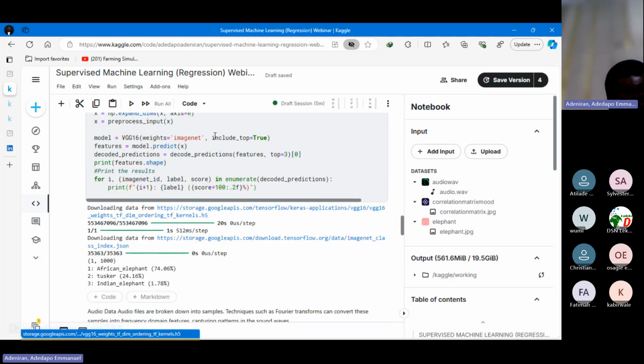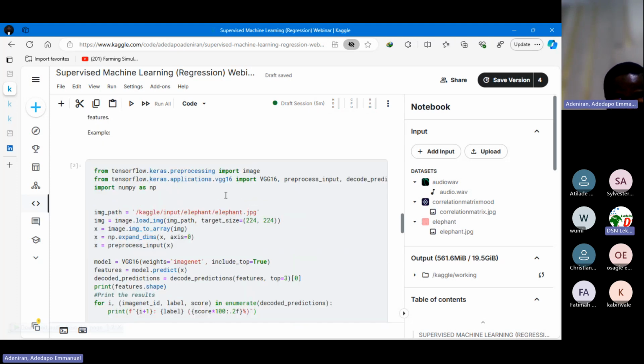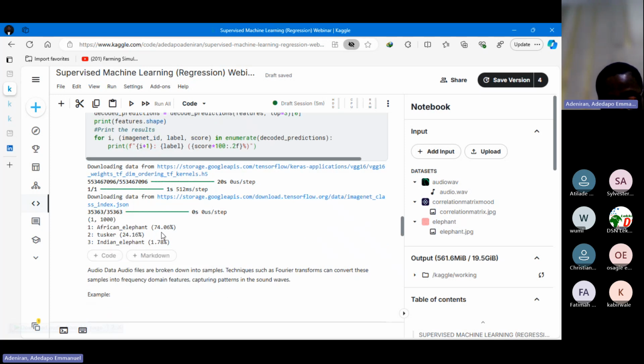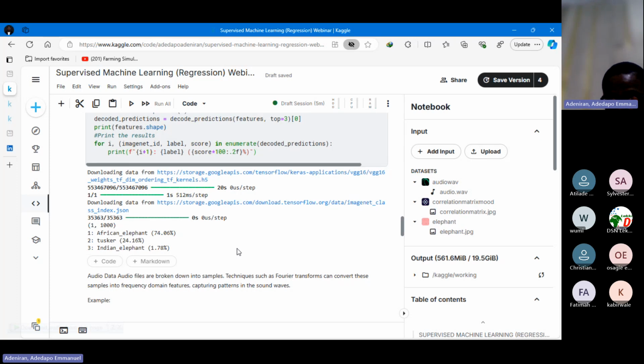So when I ran this entire code, it was able to predict that the image you are seeing here is an African elephant, with a 74% probability. So you can see that the machine actually understands things with numbers. It understands things with probability. Based on how this VGG16 has been trained in the past, it's been able to determine that there is a 74% probability that the image seen there is an elephant.